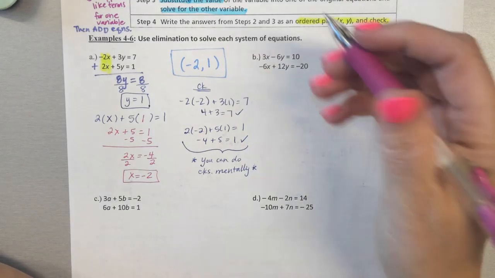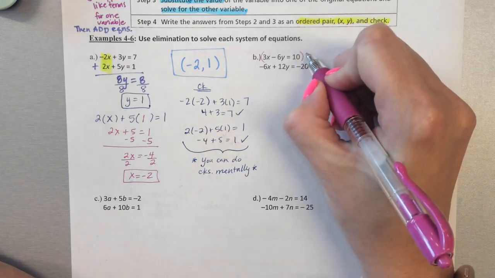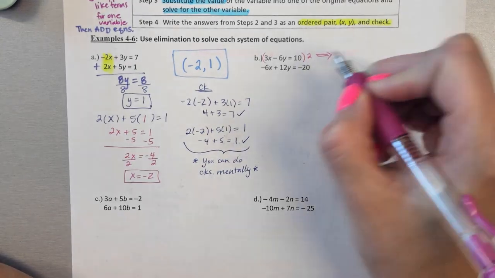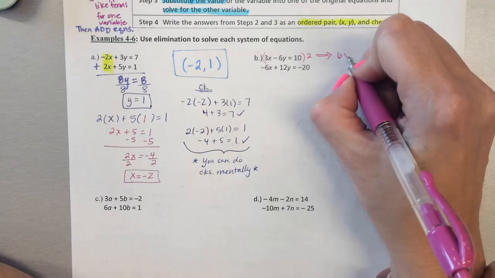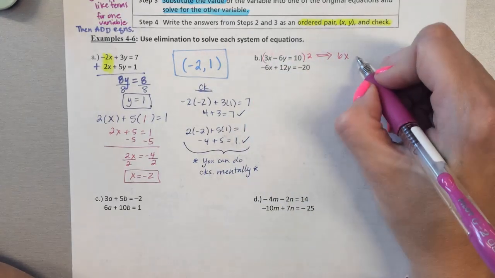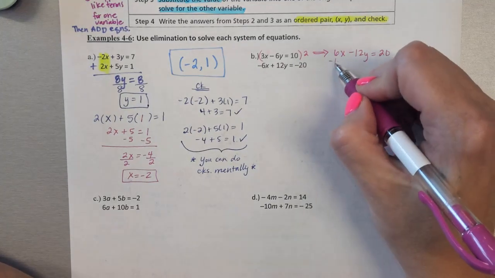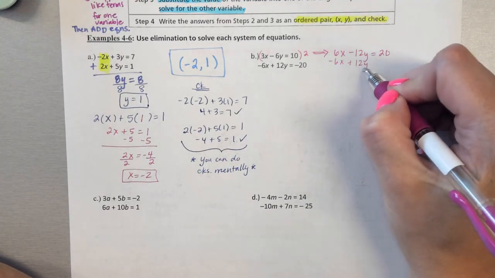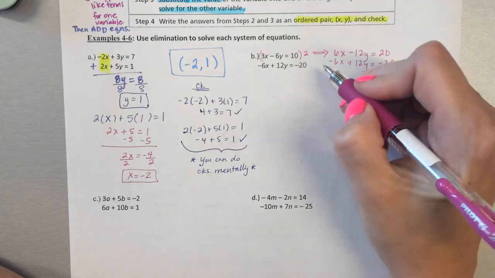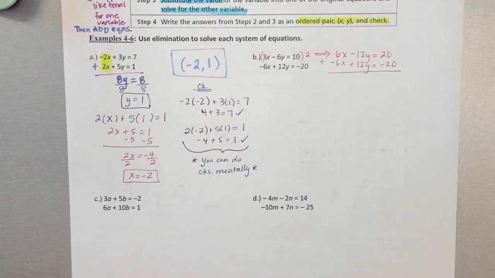Now this is how I want you to write this out. So I know a few of you are working ahead. I just want to make sure you have these stacked up. So this would be 6x minus 12y equals 20. And then we're going to line this up as well. Okay, and then go ahead and add straight down.